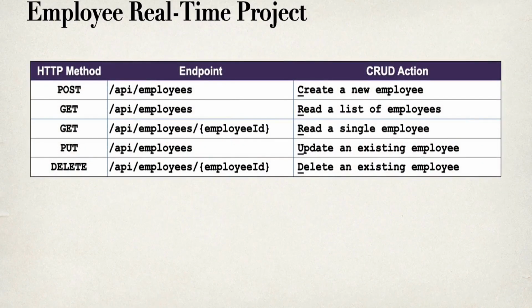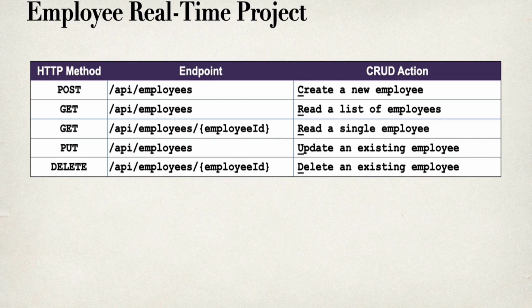Okay, let's take a look at some CRUD endpoint examples for our application. We can use the POST method and we'll send it to /api/employees, and this will actually create a new employee. We can also use the GET method and send it to the same endpoint, and we can use that to read a list of employees. We can also use the GET method and send it to /employees/{employeeId} in curly braces. That's the path variable or path parameter, and we'll use that to read a single employee by ID. We can use the PUT method to actually update an existing employee, and we can use the DELETE method to actually delete an employee by going to /employees/{employeeId}.